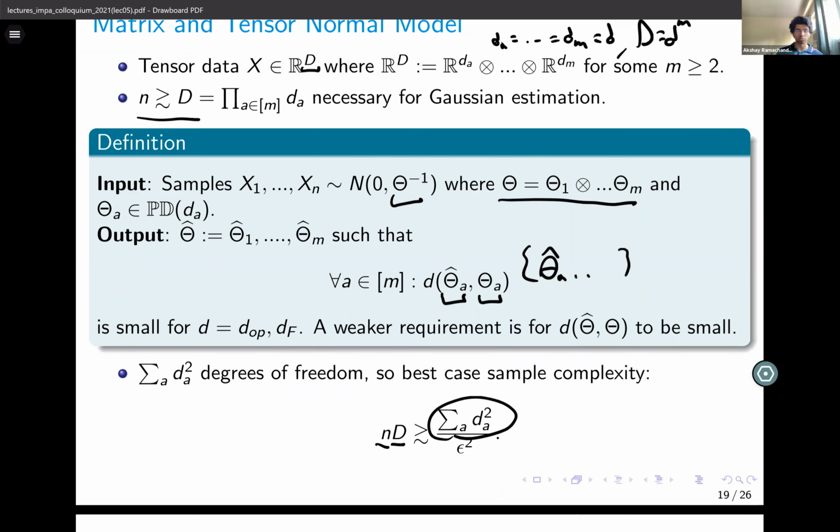And now it's a much larger space. It's a capital D dimensional space, right? So you hope that once you learn enough constraints to get rid of the degrees of freedom, then you can get a good estimator. So this is the best case scenario. We won't really exactly achieve this, but we'll be pretty close.